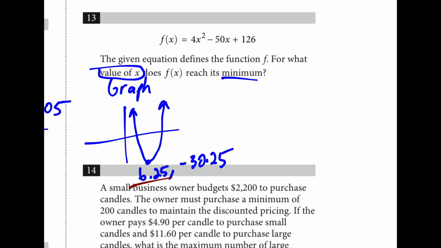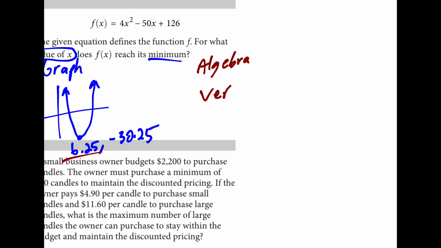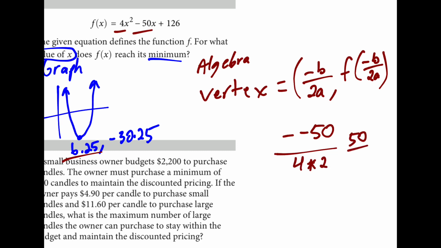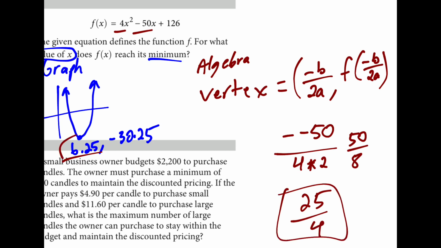You can also solve this algebraically. If you look at the formula for a vertex, which is where you find the minimum point, it's going to be negative b over 2a for the x-coordinate, and f of negative b over 2a for the y-coordinate. So here our b value is negative 50, so we're going to put in negative 50, and our a value is 4, so divided by 4 times 2. So this is 50 over 8, or 25 over 4. Whether you write it as 6.25 or the fraction, both are correct.